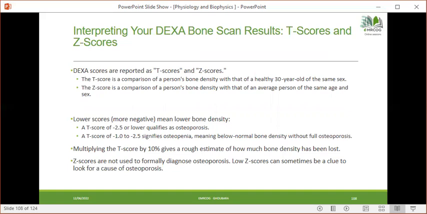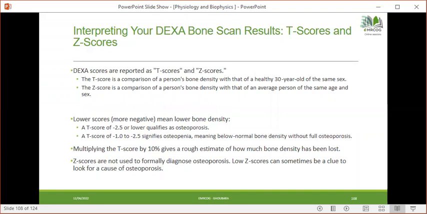So it's easier. That's why the WHO definition of osteoporosis and osteomalacia and so on depends on T-score. Why not Z-score? Because Z-score is more specific. Z-score is a comparison of a person's bone density with that of an average person of the same age and same sex. So if I'm having a lady who is 60 years old, I need to compare her results with a lady who is also 60 years old.